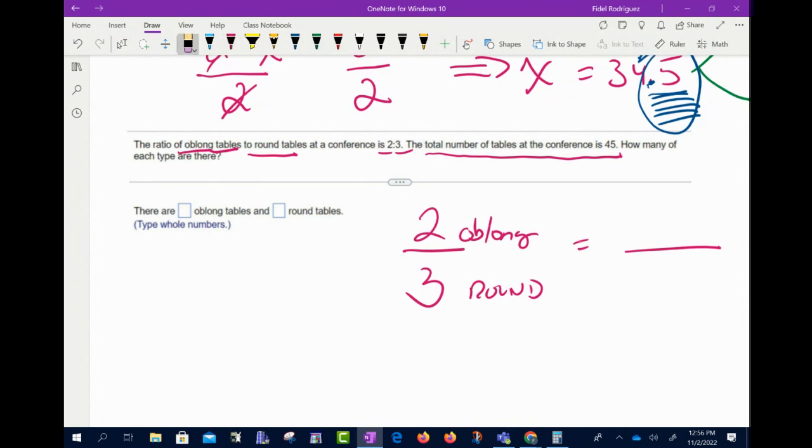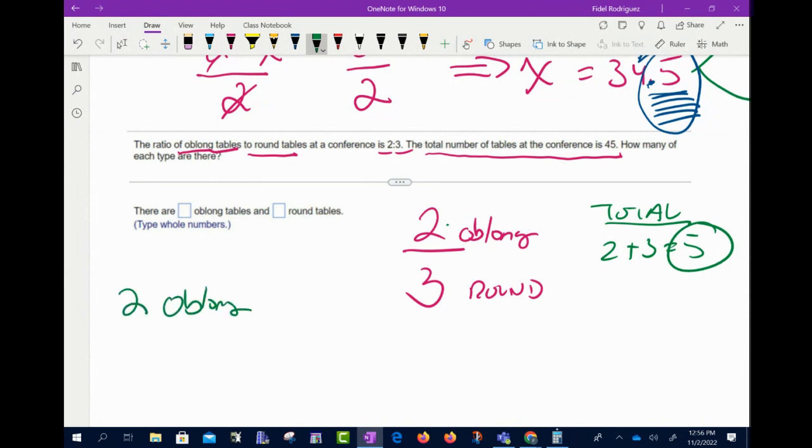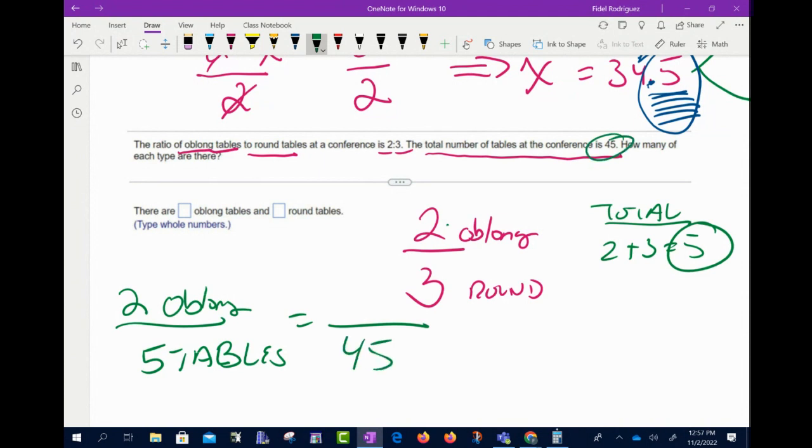Okay, so let's do this. Before I set up another proportion, let's do this. Would you guys agree that the total ratio then would be 2 plus 3, which is 5? Okay, so then we would say this. We're looking for how many of each type are there. So look, y'all, I could now set up a new proportion. I could say, look, there's 2 oblong for every 5 tables, okay? And at the conference, we have a total of 45 tables.